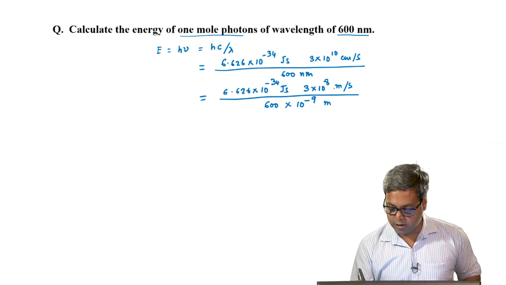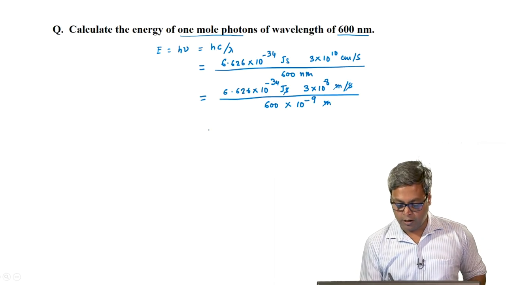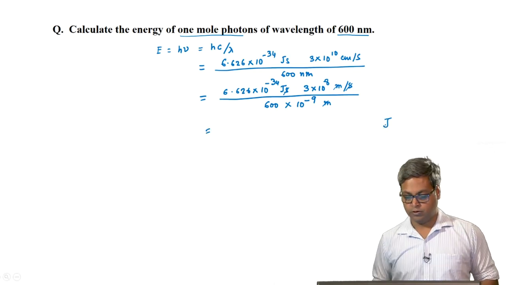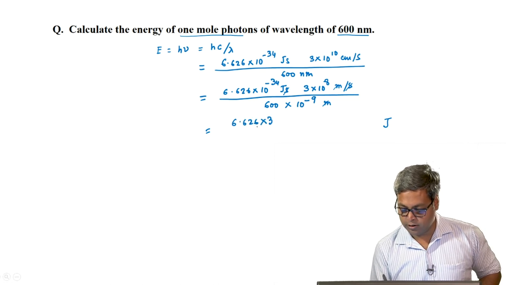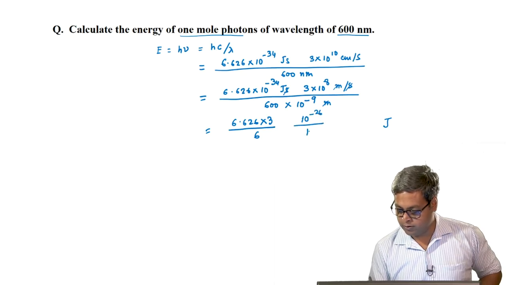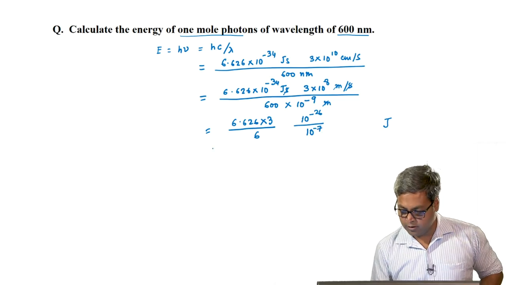We can see that meter and meter will cancel out, second and per second cancel out. So, the final unit will be in joules. So, we have 6.626 times 3 by 6, and on top we have 10 to the power minus 26, below we have 10 to the power minus 7. We can cancel 3, 6, and approximately what we get is 3.3 into 10 to the power minus 19 joules.